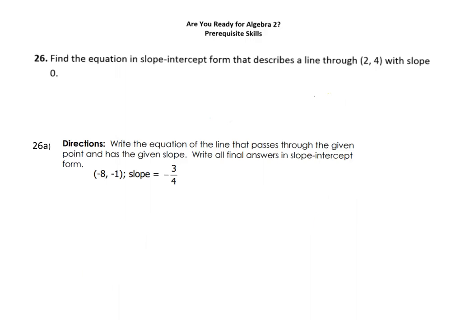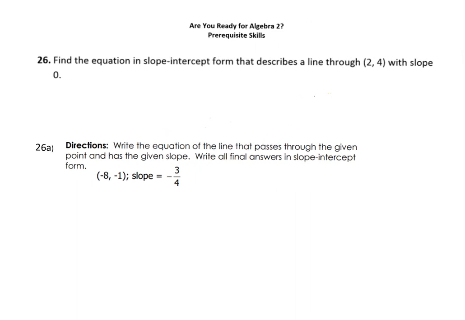Okay, our last example here, we're finding an equation of a line. It's similar to the parallel and perpendicular, but just a little difference in here. It says find the equation in slope-intercept form. Whenever it says slope-intercept form, I automatically should be thinking y equals mx plus b. That describes a line going through (2, 4) with a slope of 0.